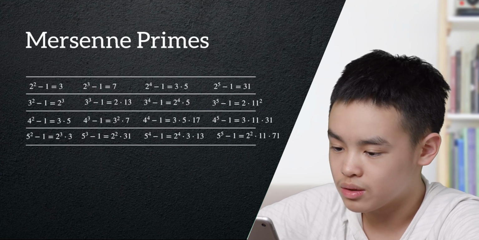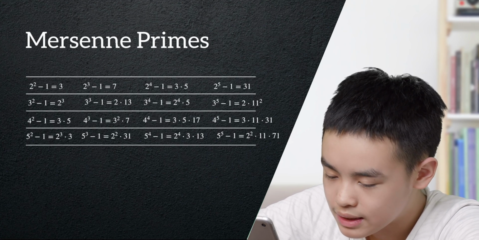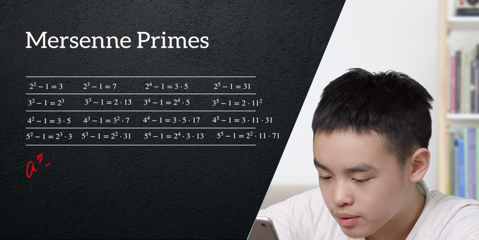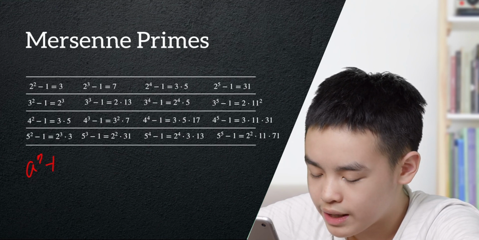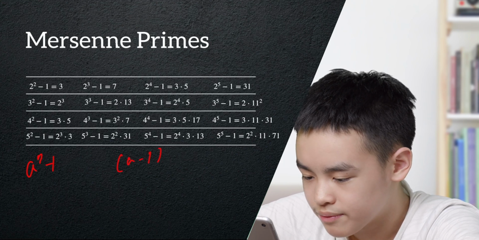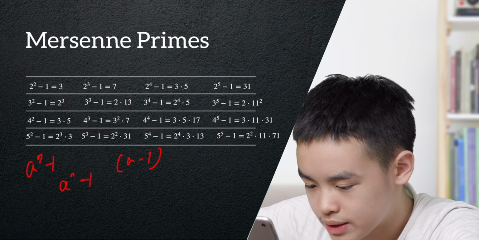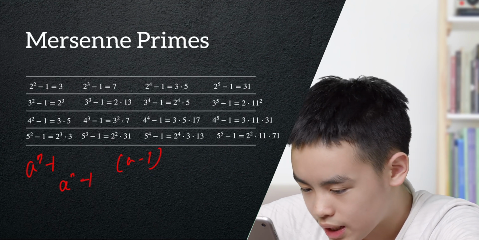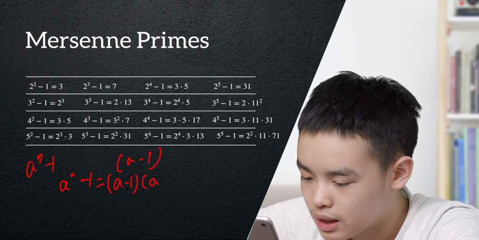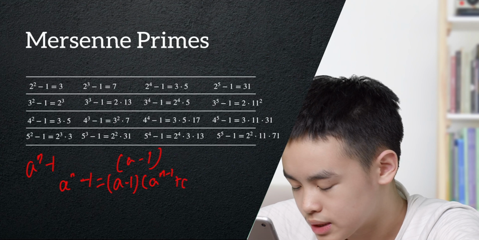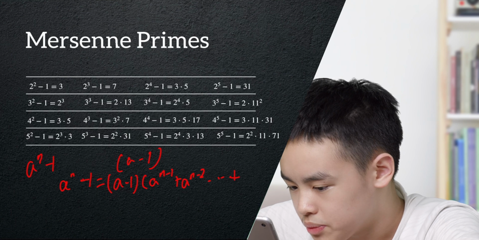And also, we find that a to the nth power minus 1 can always be divided by a minus 1. The reason for that is a to the nth power minus 1 can be factored into a minus 1 times a to the n minus 1's power plus a to the n minus 2's power, you name it, all the way to 1.